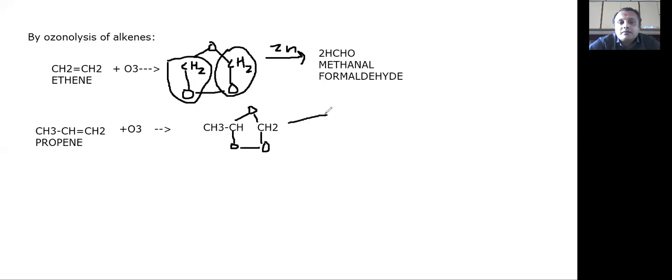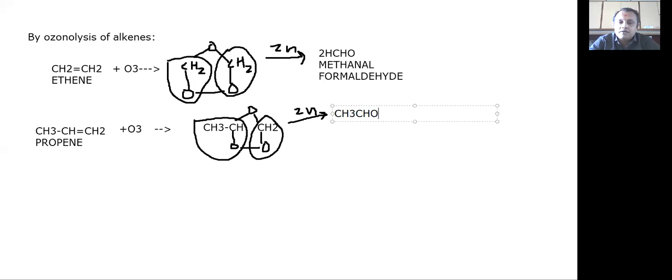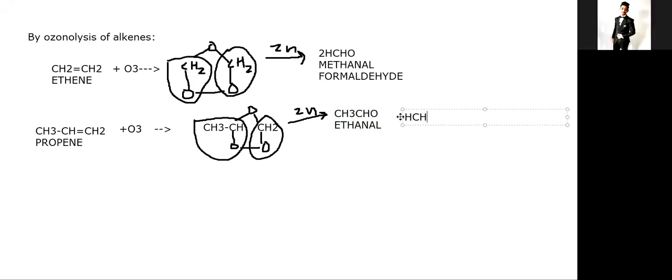And this compound reacts with zinc in the presence of water. So this gives one molecule of CH3CHO and another molecule of HCHO. Clear? So one molecule is CH3CHO, which is called ethanal. And the second molecule is HCHO, which is called methanal.